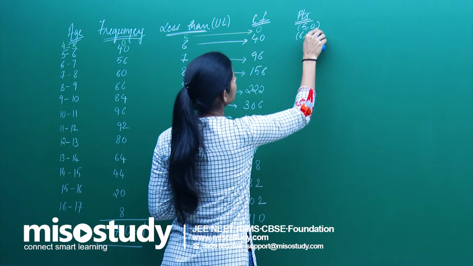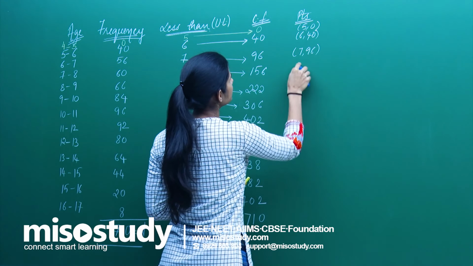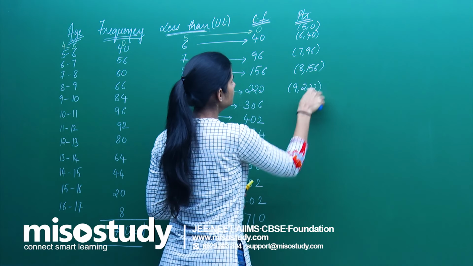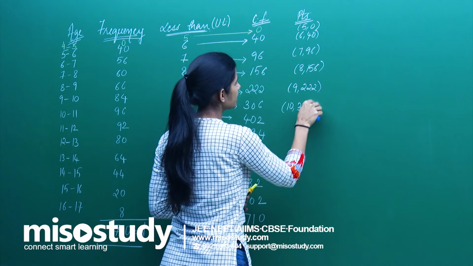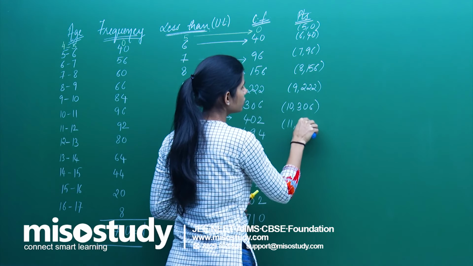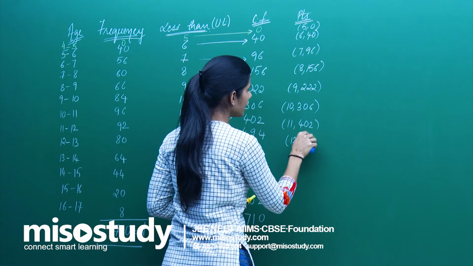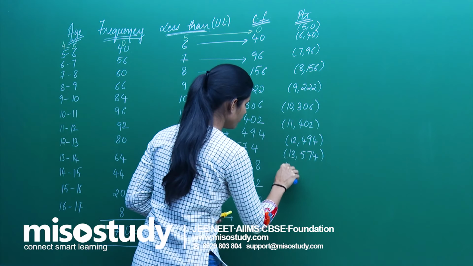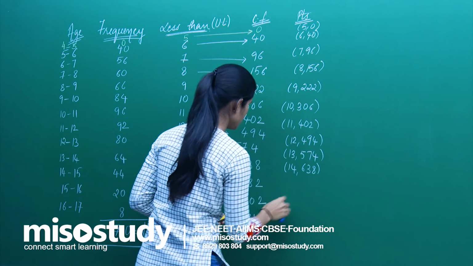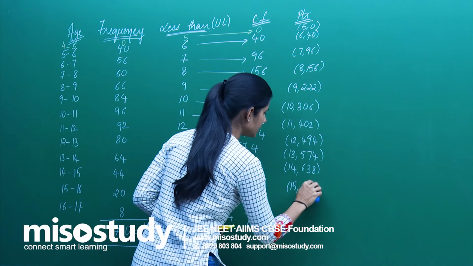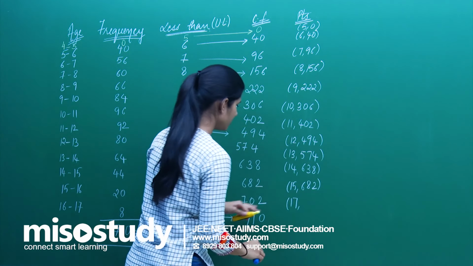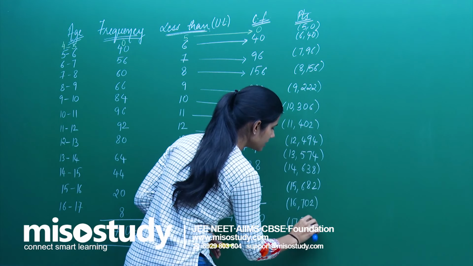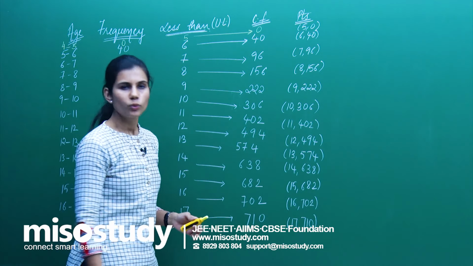6, 40; 7, 96; 8, 156; 9, 222; 10, 306; 11, 402; 12, 494; 13, 574; 14, 638; 15, 682; 16, 702; and 17, 710. These are the points which you will have to plot.